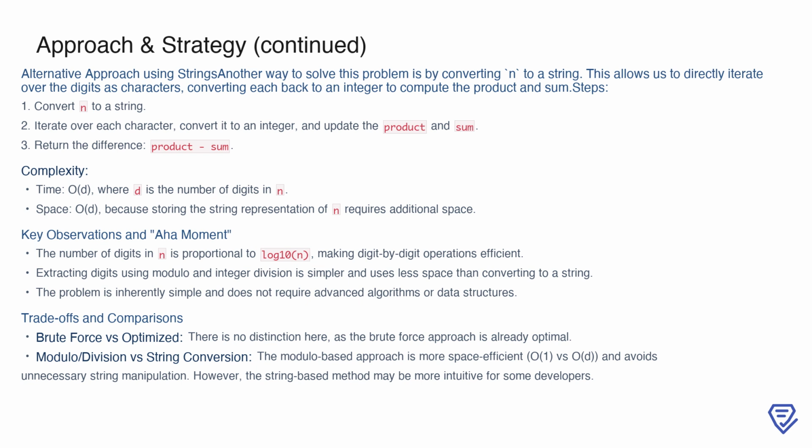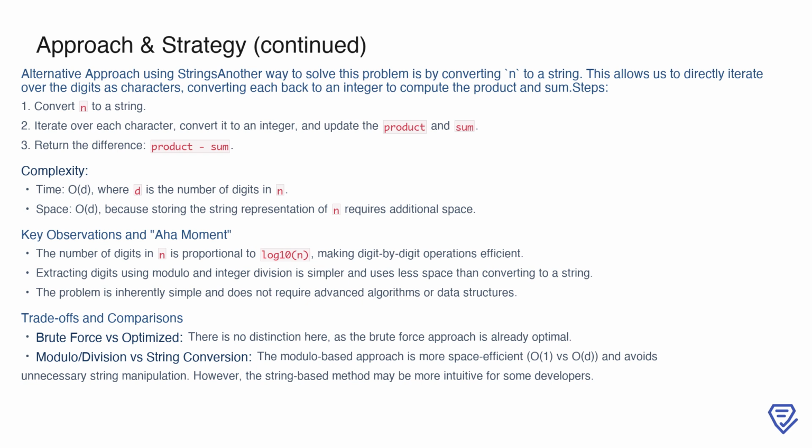The time complexity here is also O(d), where d represents the number of digits, but the space complexity increases to O(d), because of the additional storage required for the string representation. Through this comparison, we notice some key observations. The number of digits in a number is proportional to log10(n), so digit-by-digit operations are inherently efficient.